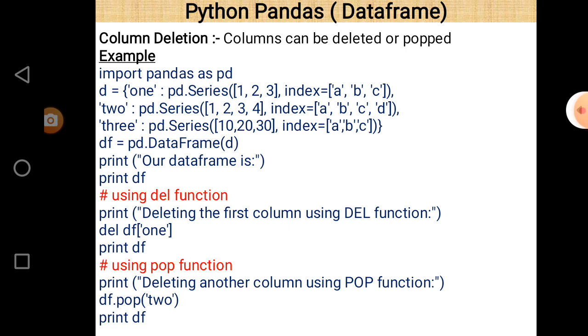Here is a small program. Import pandas as pd. Again, pandas is the name of the library, and pd is the alternative name of pandas. Second, there is again a series containing column name 1 with data items 1 2 3. In the second, data items 1 2 3 4, and the third one 10 20 30. Index positions are a b c and d. If there is no value against an index position, then NaN will definitely appear. Then df is equal to pd.DataFrame(d).